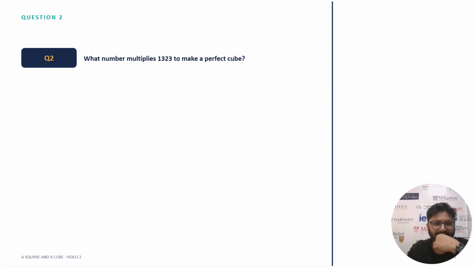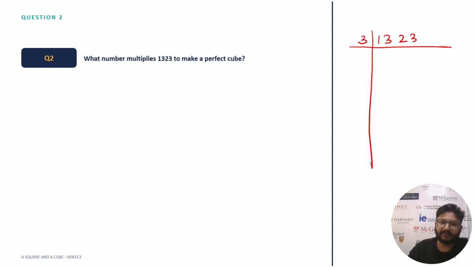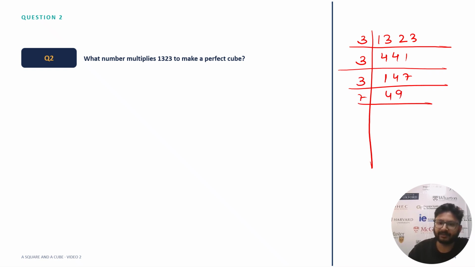Okay. Second question, what number multiplies 1323 to make it a perfect cube? Like the question that we have done in perfect square. So again, do the prime factorization. 1323 divisible by 3, 3, 4, 12, 4, 12, 1. Divisible by 3, 3, 1, 3, 4, 12, 7, 21. Divisible by 3, 4, 12, 3, 9, 27. Divisible by 7, 7, 49, 7, 1. So 1323 is equal to 3 cube into 7 to the power 2.